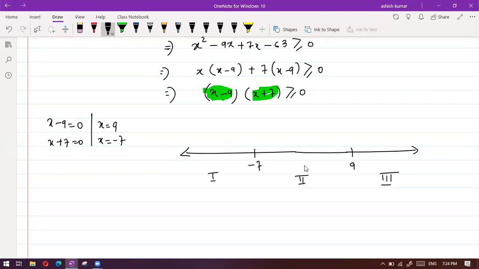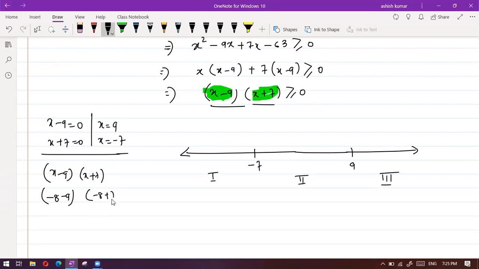So from here, we don't have to do much. We just have to find a value which is less than minus 7. Can you find a value less than minus 7, Ruchita? Any value less than minus 7? Minus 8. So when you put x equal to minus 8 in this expression, x minus 9 and x plus 7, you get minus 8 minus 9 and minus 8 plus 7. Is minus 8 minus 9 a negative value? Yes, sir.